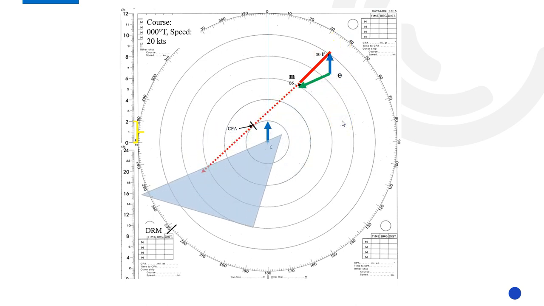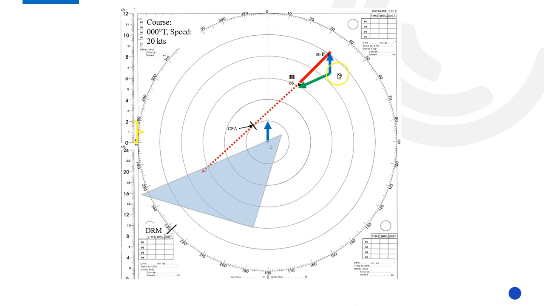This vector here is the relative motion, a combination of my motion and the target's motion. This is the vessel's true motion. So this is a vector: E to R is ours, and E to M is them. The orientation of that in degrees is their true course, and the length of that is going to be their speed.